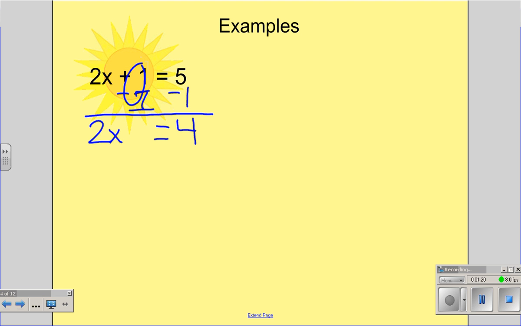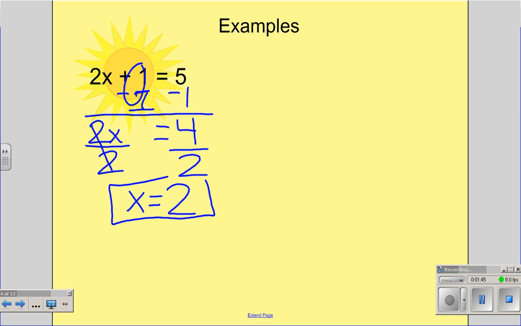We want to isolate our variables, so we want to get rid of our 2. Since our 2 is currently being multiplied by x, we want to do the inverse and divide by the 2. What you do to one side of your equation, you must do to the other, so you're going to divide your 4 by 2. Your 2's on the left become 1. You're left with x on the left side, and 4 divided by 2 is 2. So your answer is x equals 2.